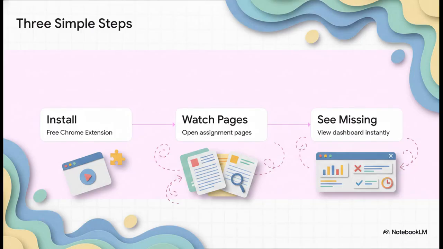The whole process is brilliantly simple. It relies on just these 3 core steps to completely replace those clunky manual spreadsheets. You install the free extension, you tell it which pages to watch, and boom, you instantly see who's missing work. Let's actually break those 3 simple steps down right now.